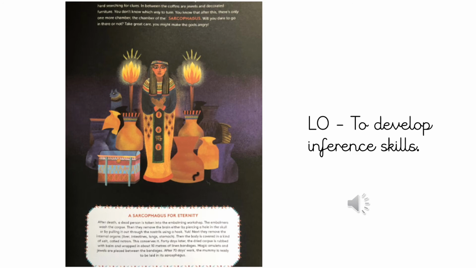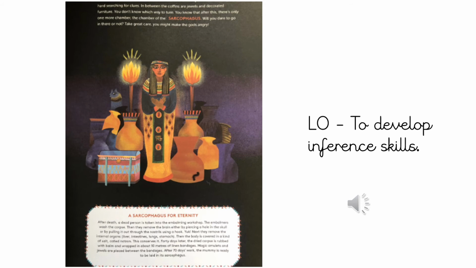A sarcophagus for eternity. After death, a dead person is taken into the embalming workshop. The embalmers wash the corpse. Then they remove the brain either by piercing a hole in the skull or by pulling it out through the nostrils using a hook. Yuck! Next, they remove the internal organs, liver, intestines, lungs, stomach. Then the body is covered in a kind of salt called natron.